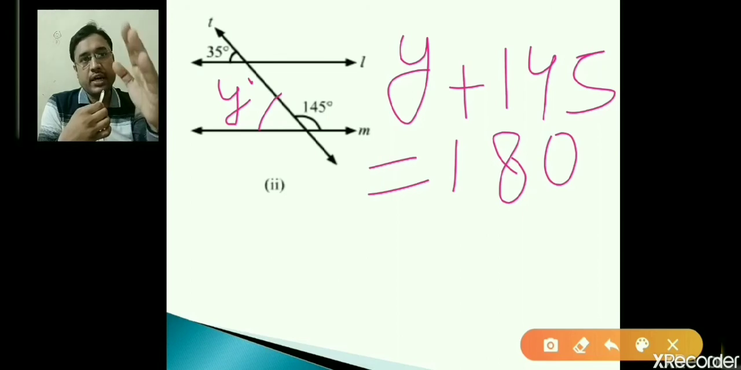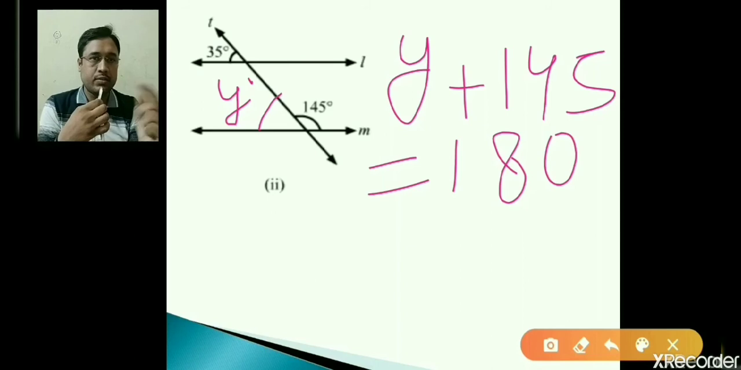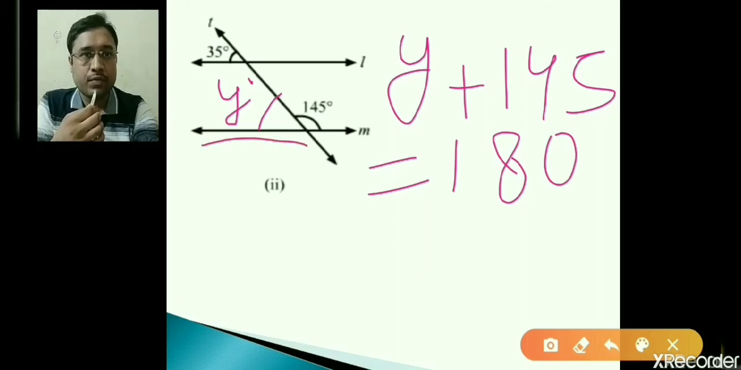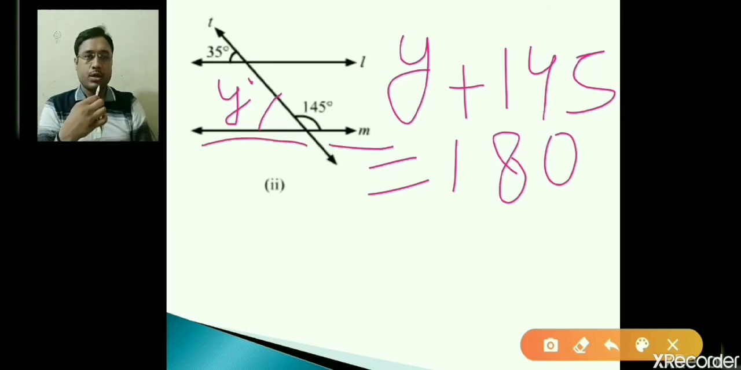It is just like a ray which is standing on the line M. So you can see the non-common arms are opposite to each other, and T is just working as a common arm here. The non-common arms are one on this side and one on this side. Non-common arms are opposite, so it is a linear pair.